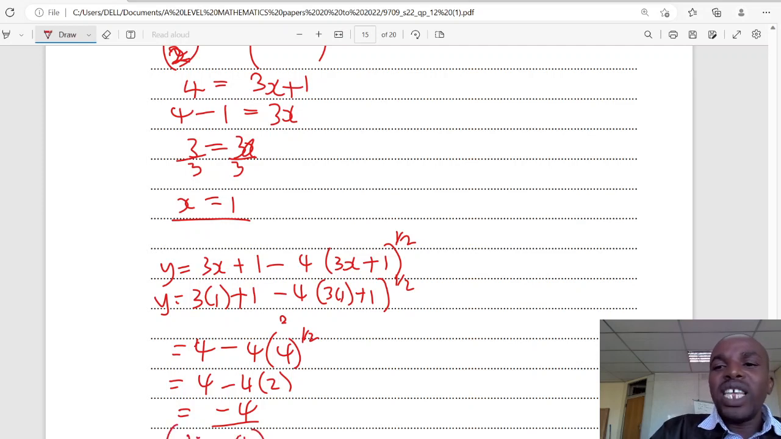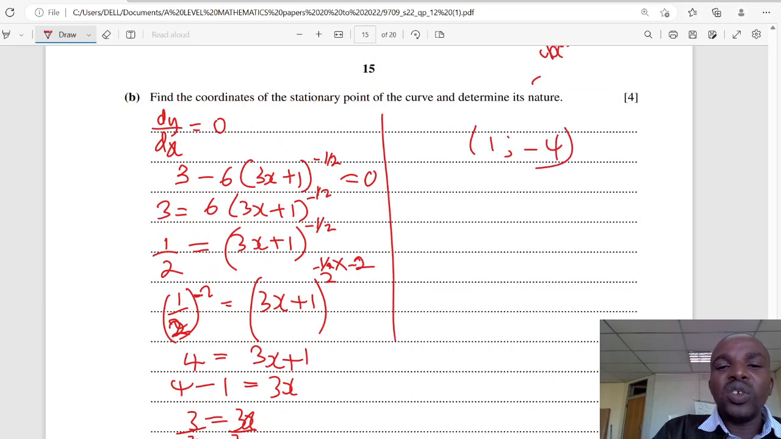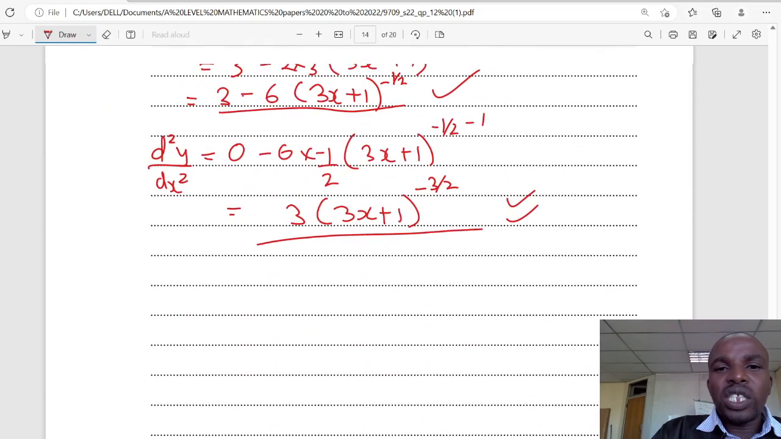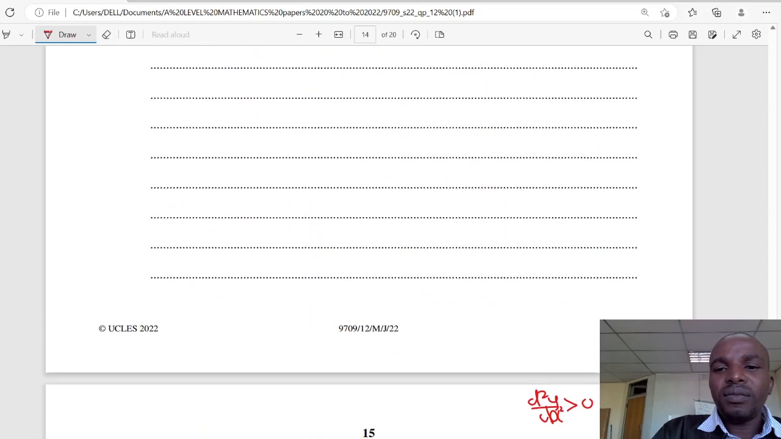Done. Now the nature: you have the coordinate x 1, y minus 4. For the nature, you take your d squared y over dx squared, and put x equals 1. So d squared y over dx squared is 3, times 3x plus 1 to the power minus 3 over 2.